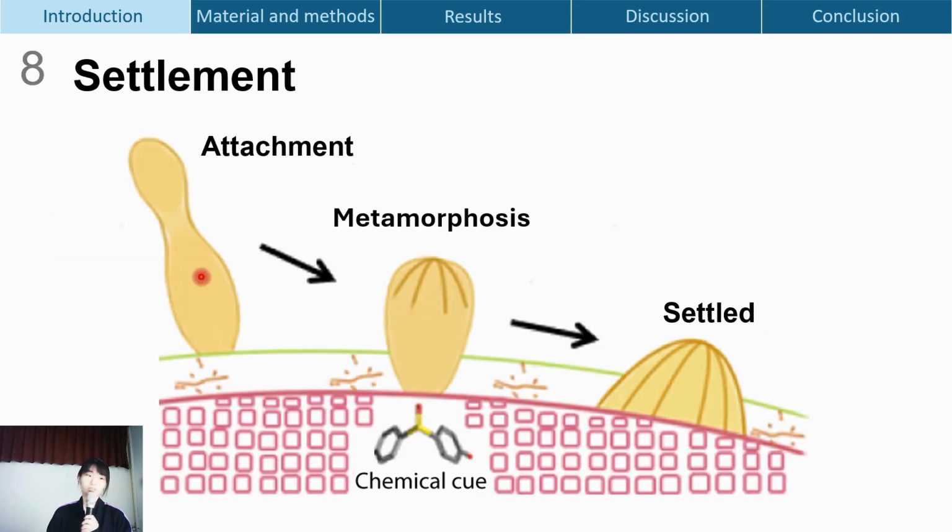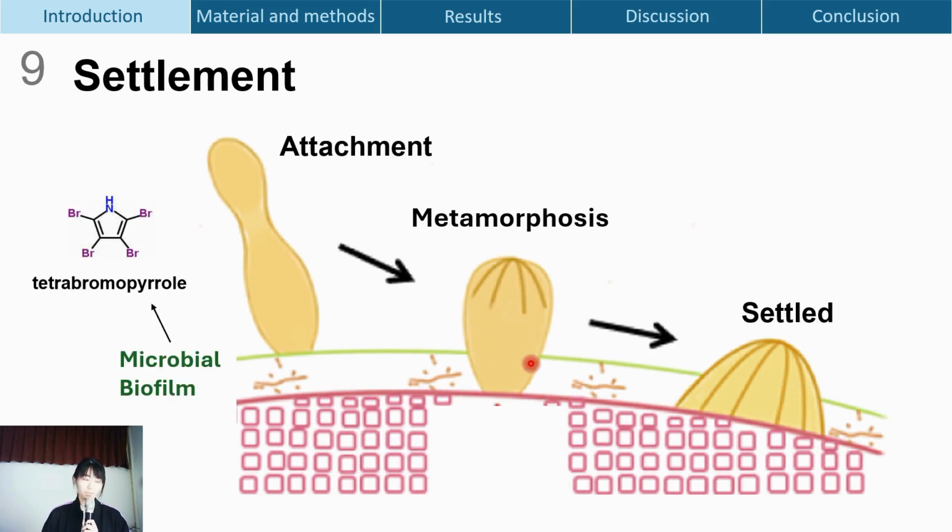As for the settlement, this is an important part of our research. Settlement means they attach to the surface, undergo metamorphosis, and then settle. And from previous research, we know crustose coralline algae can produce special chemical cues that can induce their settlement. And in other research, we know some bacteria in microbial biofilms can also produce chemical cues, including tetrabromopyrrole, to induce the settlement too.